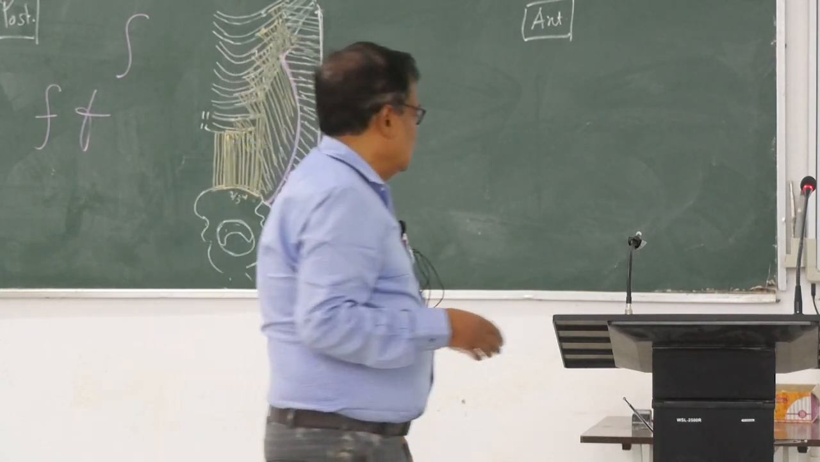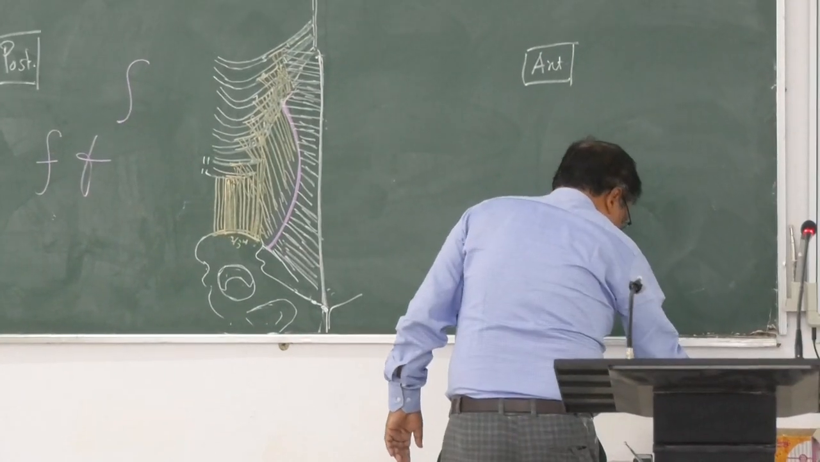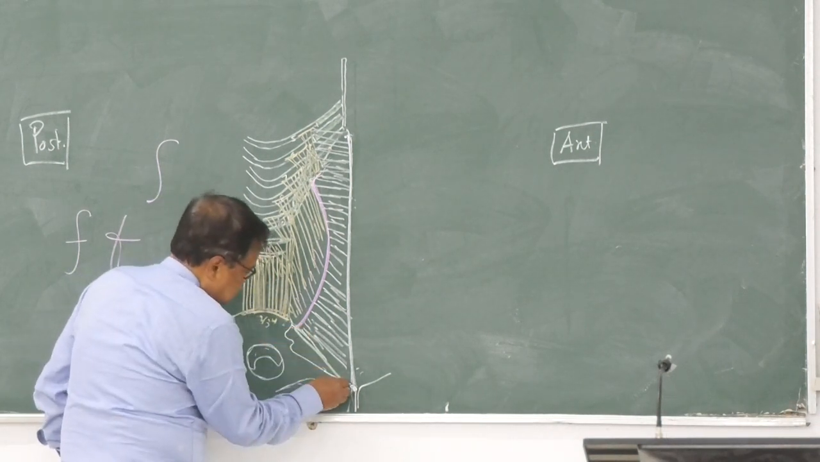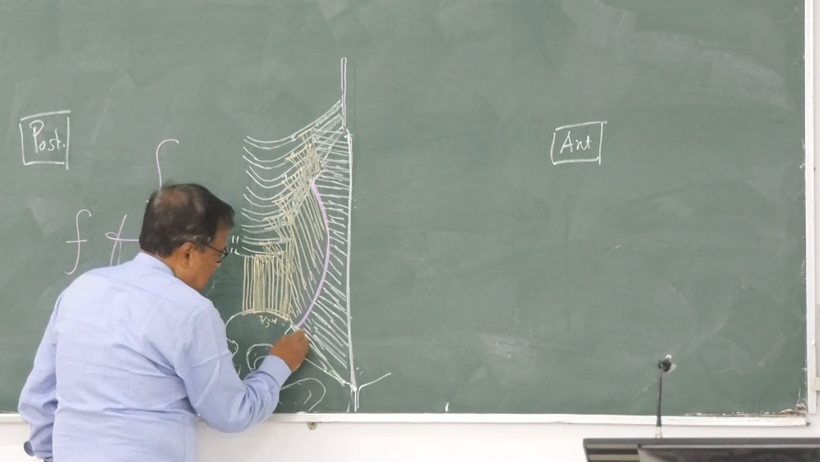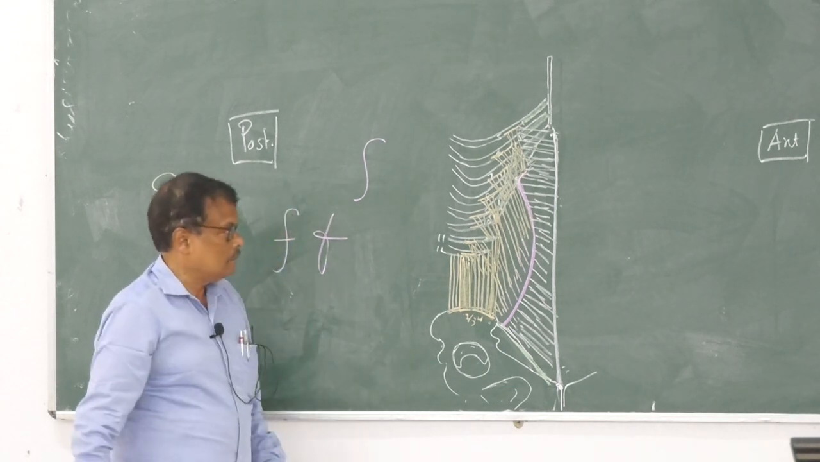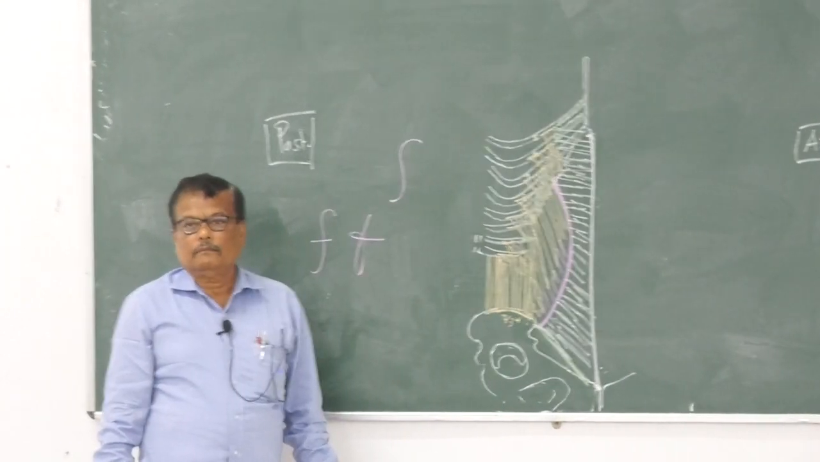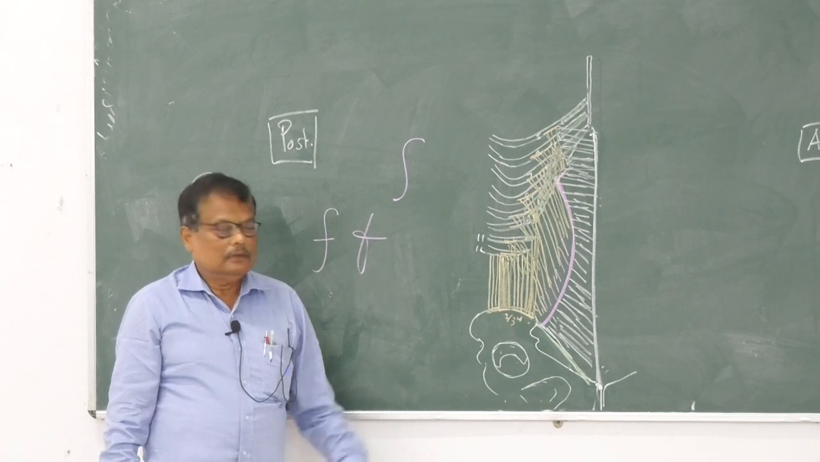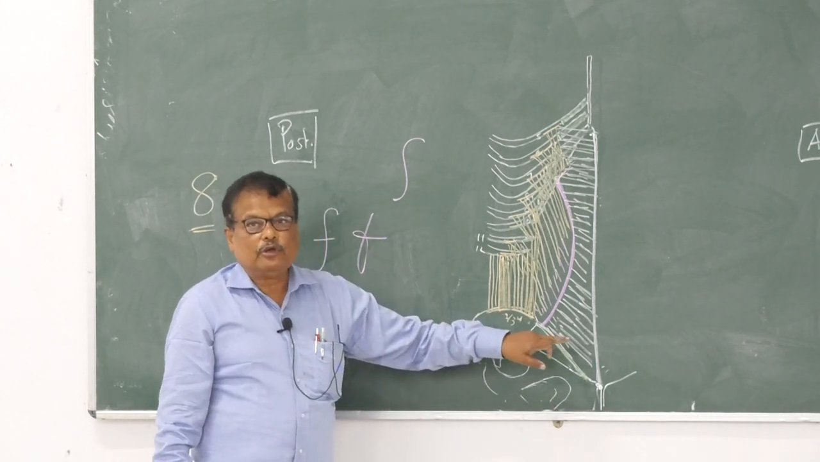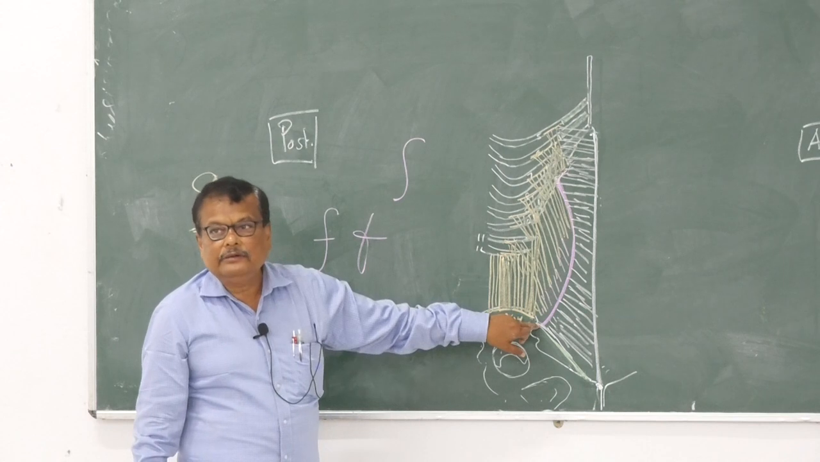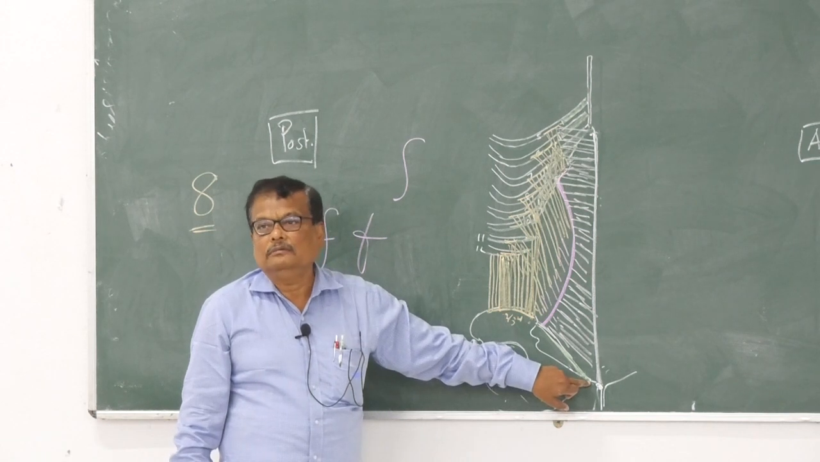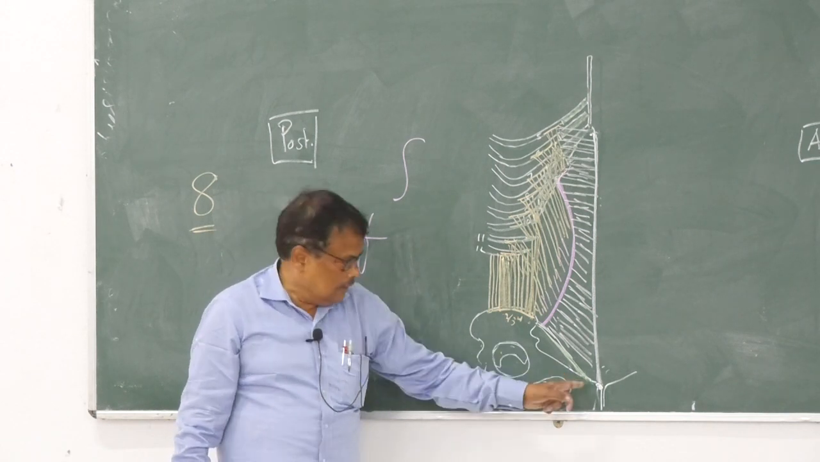So the lower border of the external oblique rolls down to form the inguinal ligament. Did you understand? Where does it attach? Pubic tubercle. So the attachment of the inguinal ligament: posteriorly, the anterior superior iliac spine, anteriorly and below, the pubic tubercle. Pubic tubercle. So what is this?